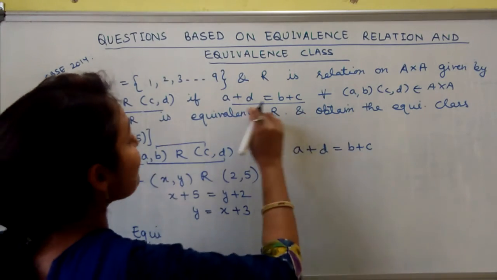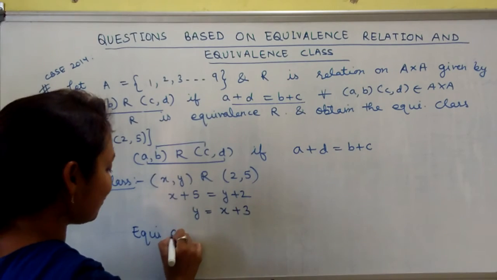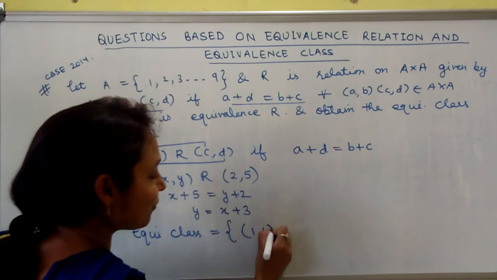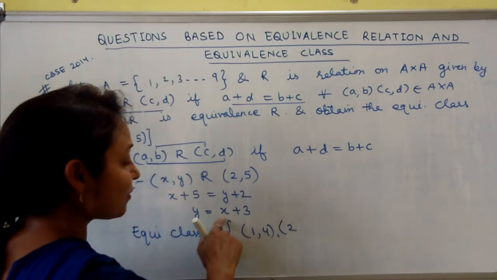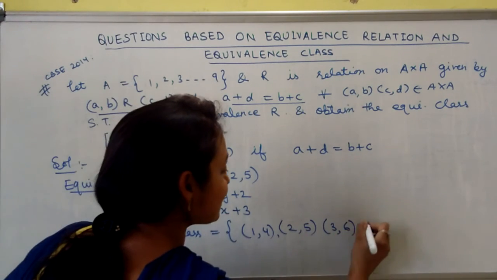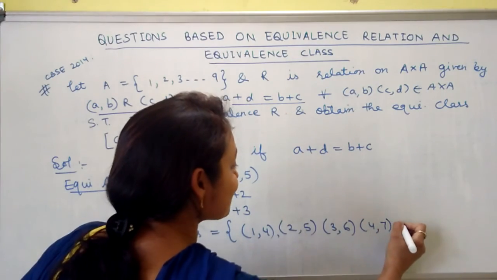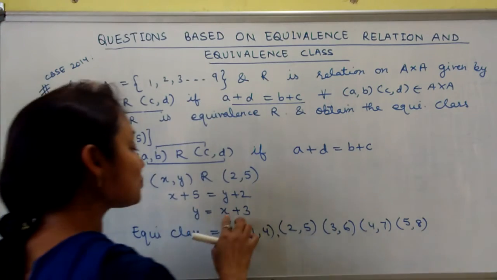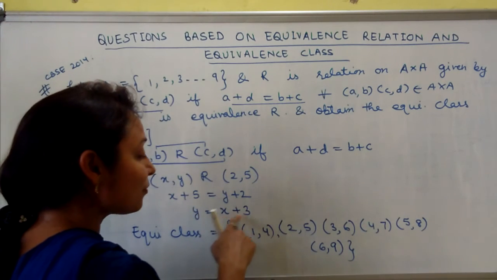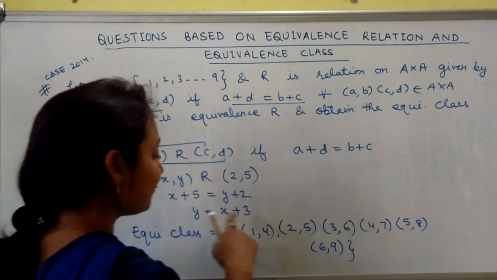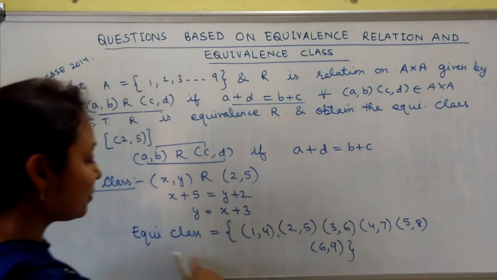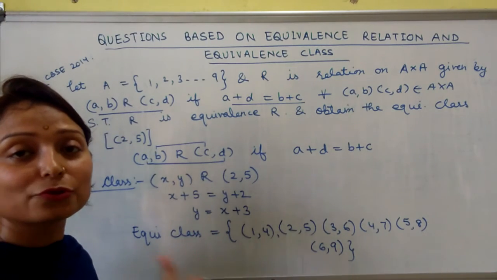Now the equivalence class is very simple. We choose the numbers from 1 to 9 only. It is given in the question. The equivalence class is: if I substitute 1 in place of x, plus 3, at the y place there is 4. If I substitute 2 in place of x, that is 5. If I substitute 3 and 3, 6. 4 and 3, 7. 5 and 3, 8. 6 and 3, 9. Only 9 numbers. So the pairs are (1, 4), (2, 5), (3, 6), (4, 7), (5, 8), (6, 9). So this is the equivalence class for 2 and 5. This is the way to find the equivalence class.